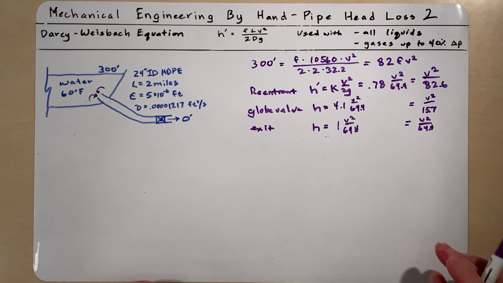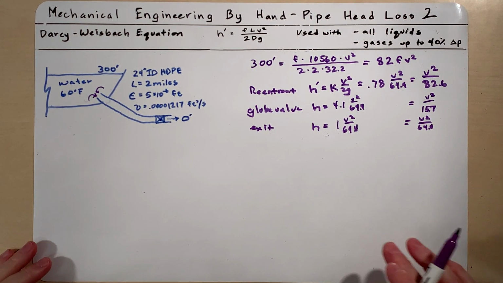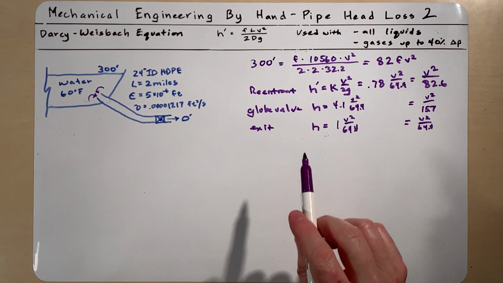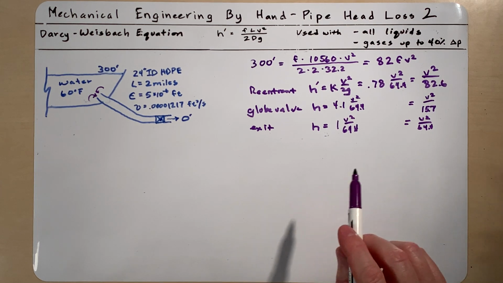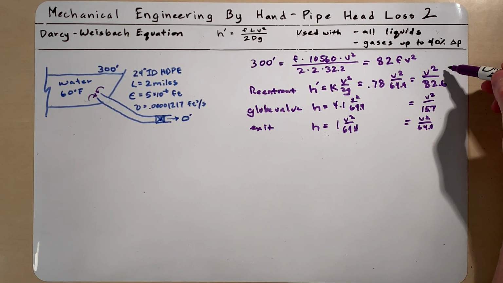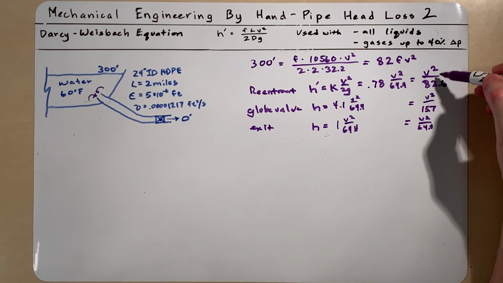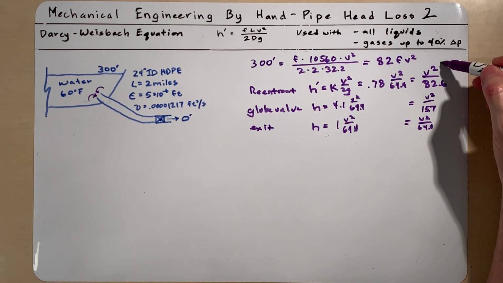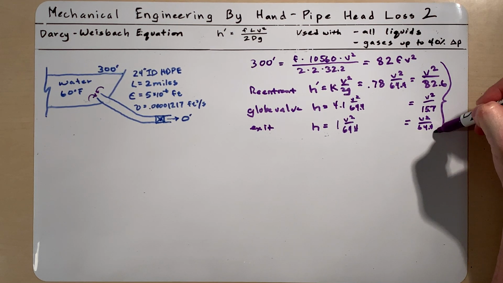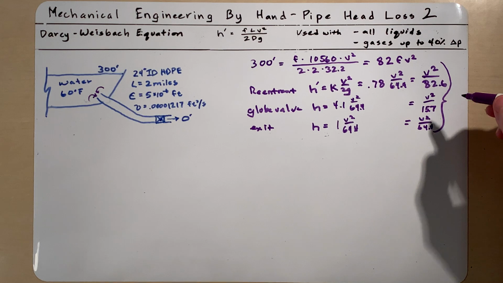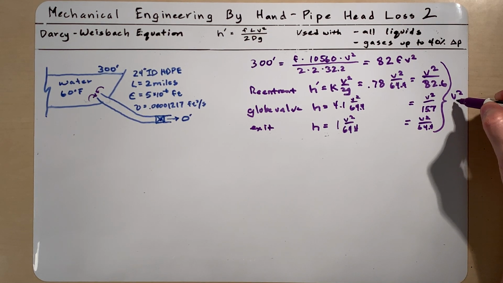And what we're going to do is make an assumption on our velocity and then check to see if we're right. So it would be helpful to combine these. So we just add these, and when we do that, we get V squared over 10.95.